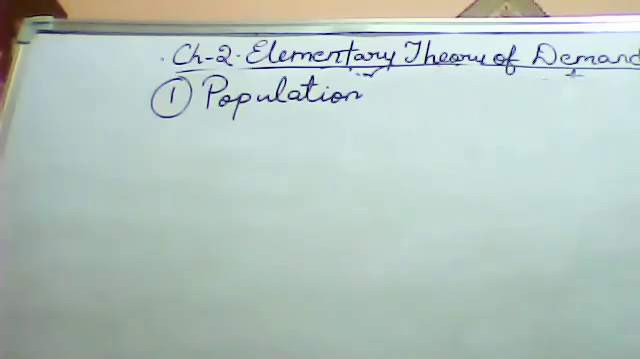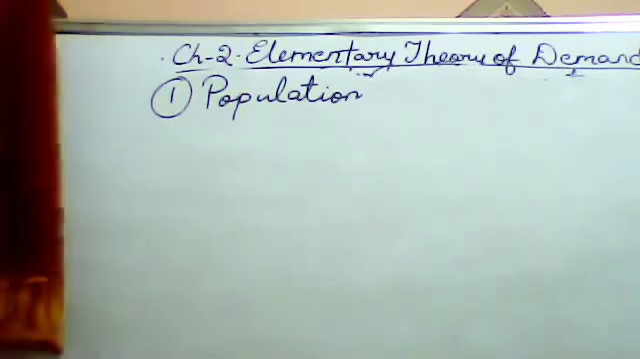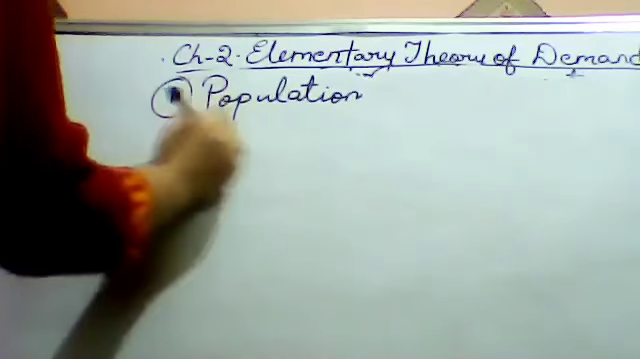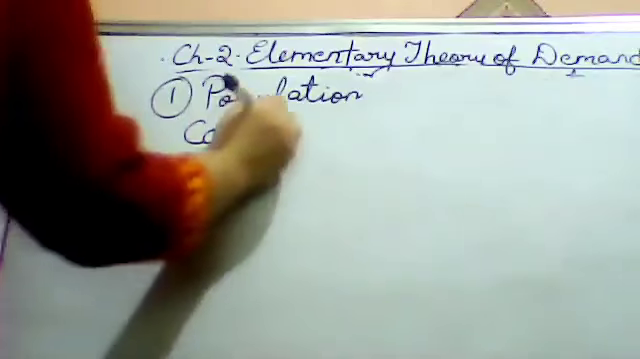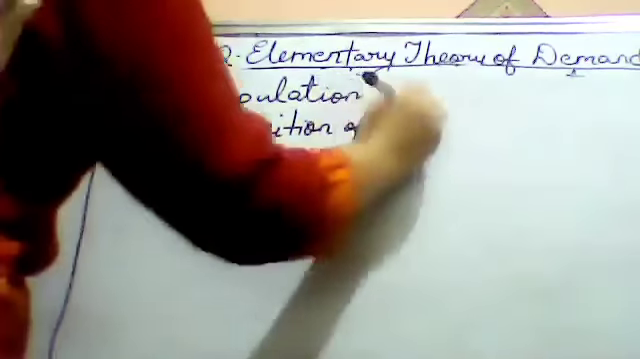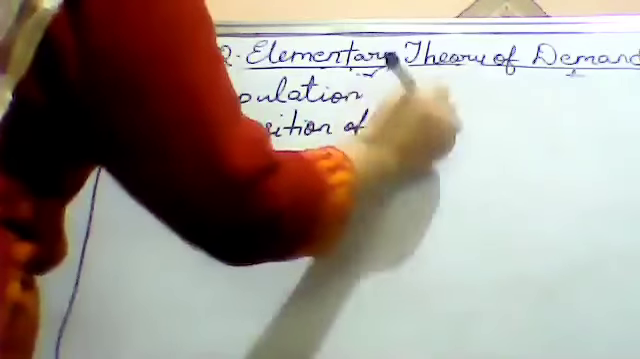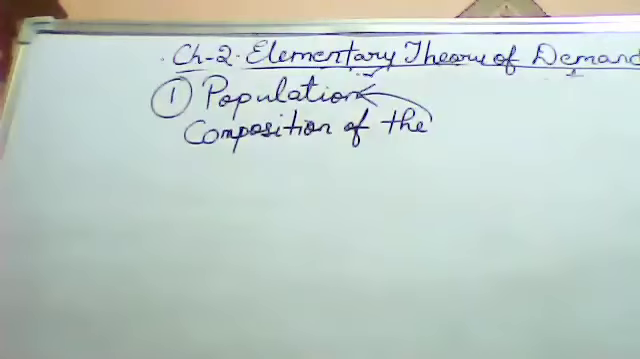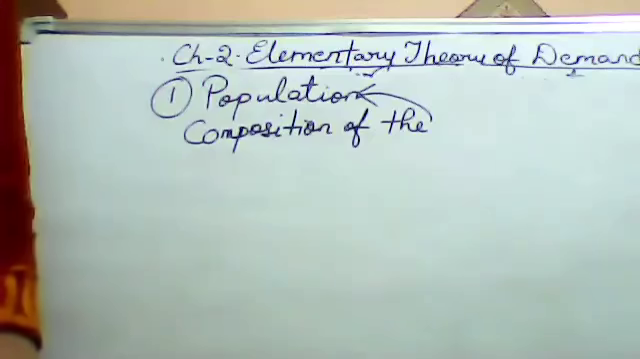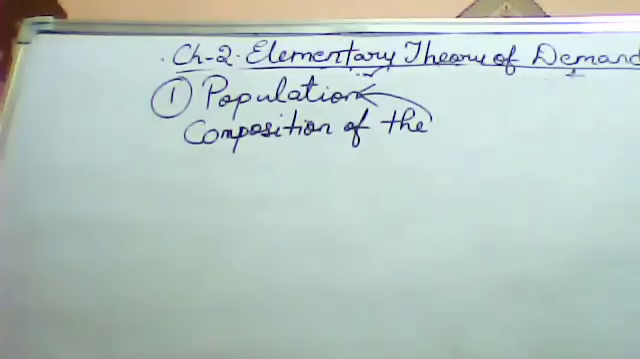But only this much you will write? No. You also have to consider the composition of the population. That also you have to write, which you underline in your book. Composition of the population. What do you mean by the composition of the population? Tell me. Distribution of population.